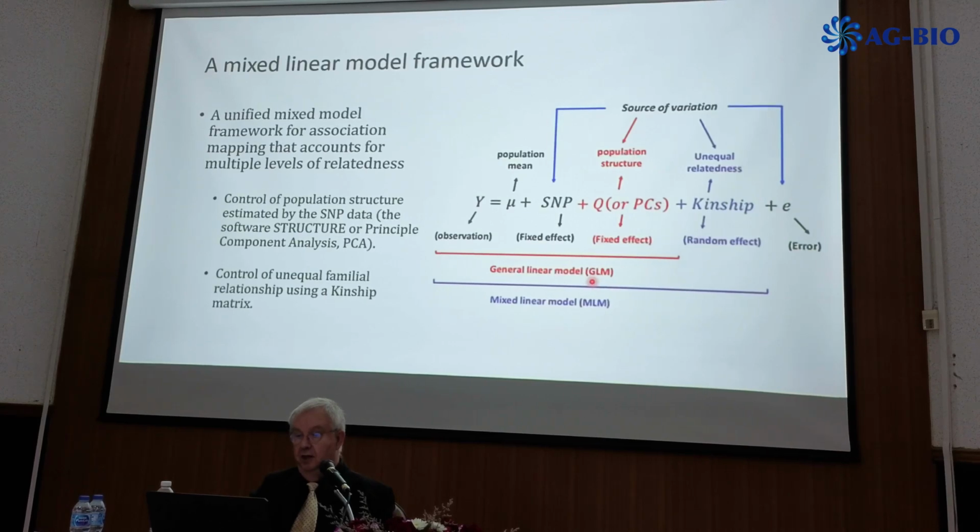I mentioned here the general linear model and the mixed linear model, but there are also several others that can be used to solve the problem of the population structure. So in this unified mixed model framework for association mapping, you can see the multiple levels of relatedness. And by using these kinds of mixed models, you can control unequal relationships using the population structure and the kinship matrix.